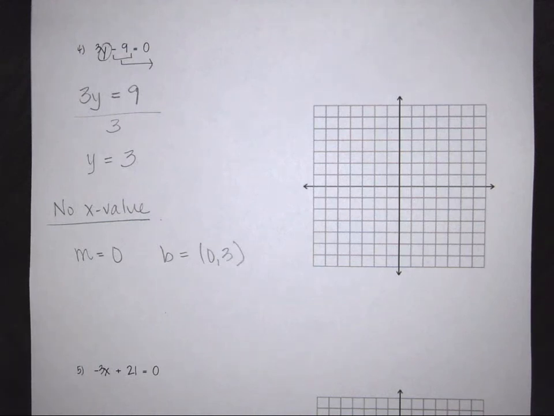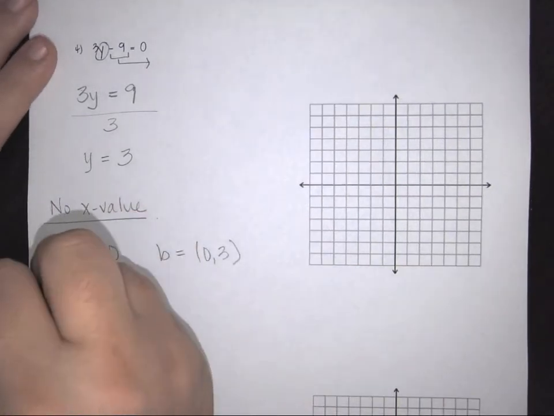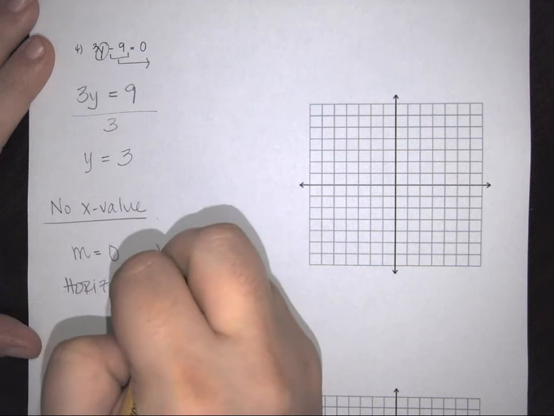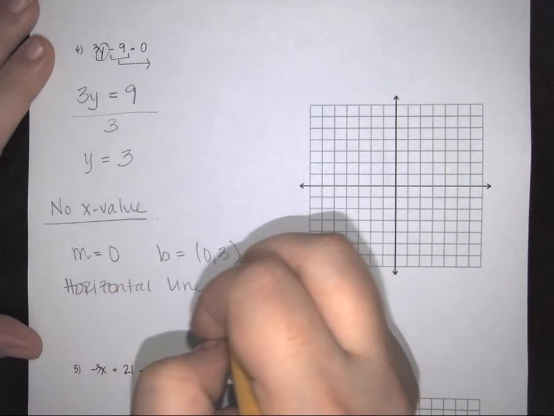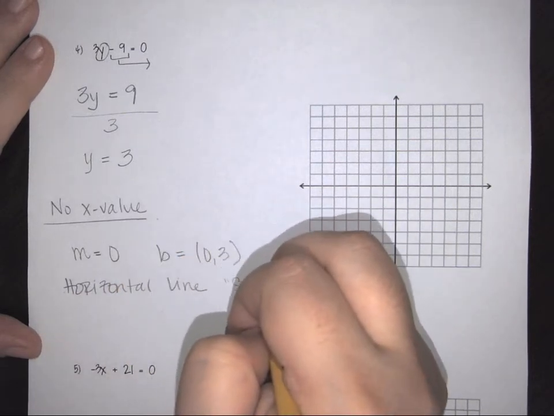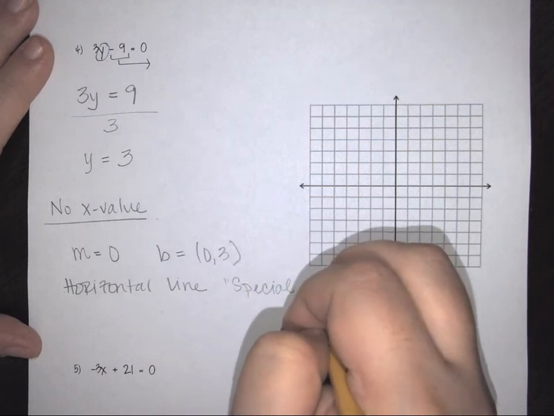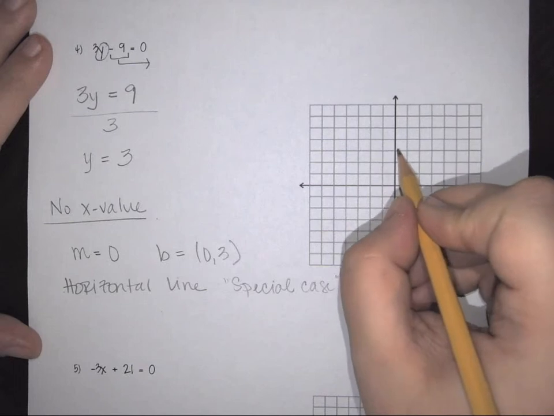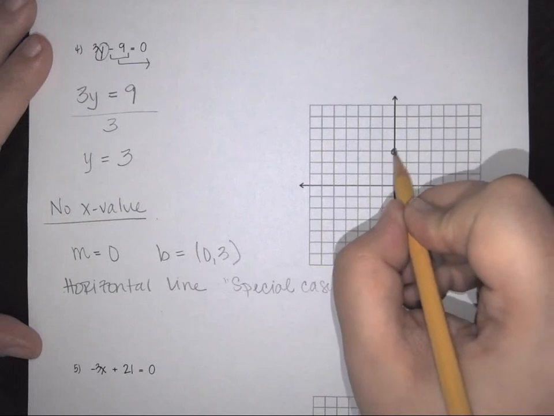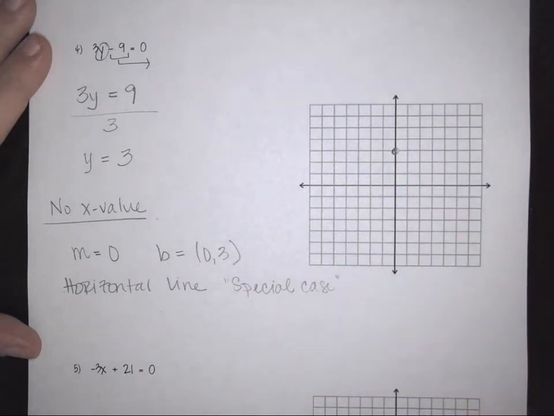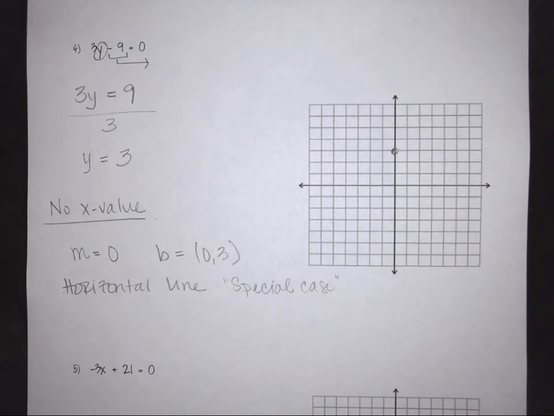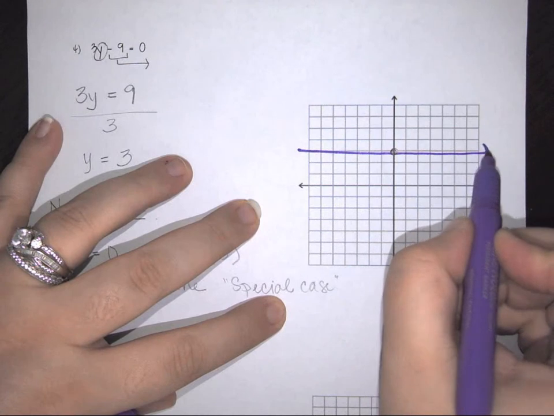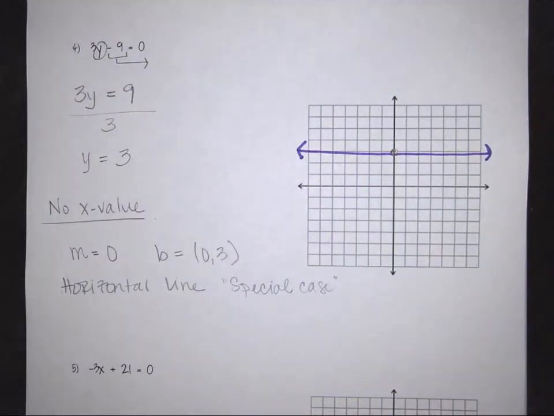Having a slope of 0 and a simply y equals equation says that we have a horizontal line, which is that special case. So we're going to graph the point 1, 2, 3. 0, 3 goes right here. And then my horizontal line is going to just simply be a horizontal line that cuts through that point and goes forever in either direction.